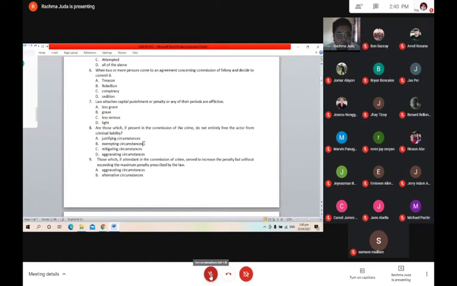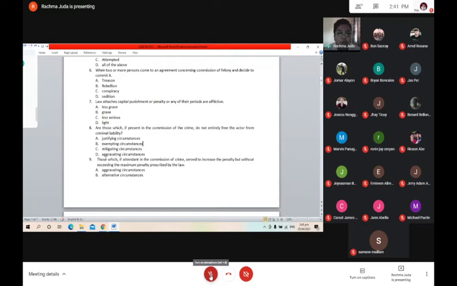Next, number eight, are those which if present in the commission of the crime do not entirely free the actor from criminal liability. So, based on the options, these are circumstances that could affect the criminal liability. Justifying: no criminal liability, no civil liability. Meaning to say, the actor will be free from criminal liability if justifying. So we eliminate this. Alpha is not the answer. Once it is an exempting circumstance, what is freed is only the actor's criminal liability but not civil liability. So the question says, do not entirely free the actor from criminal liability. Meaning to say, exempting circumstance is not the answer. So those two are the choices left.